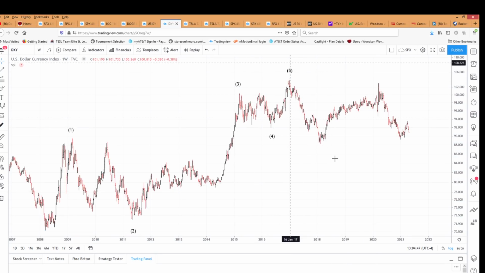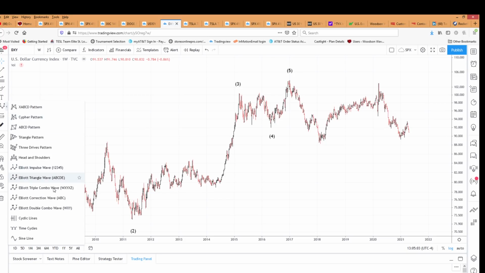Okay, there's 5 waves up, and you can see a correction here. And this looks like 5 down and 3 up, followed by 5 more down. This could go lower. It could just do a double bottom here and be like a flat. Let me label that flat for you guys.